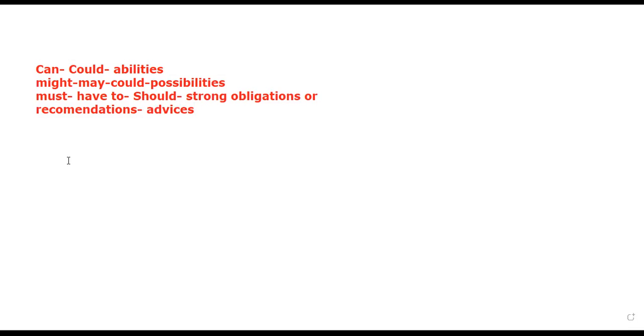Now let's make an example. Okay, so remember, can is for abilities. So you can say, Charles can play the guitar very well. Okay, and if you notice here, we are using the modal verb can, and this is for abilities, okay?